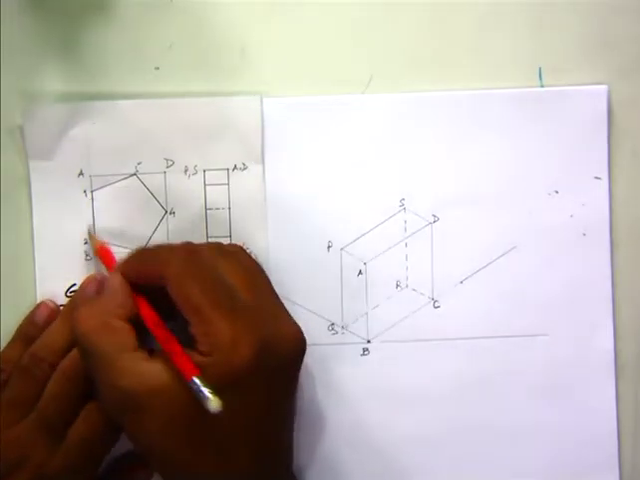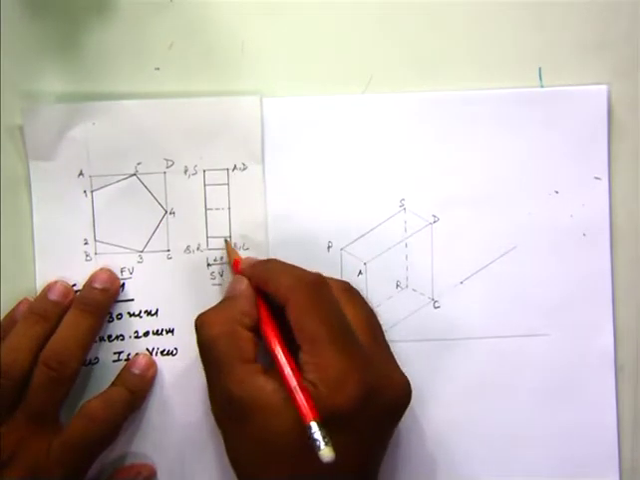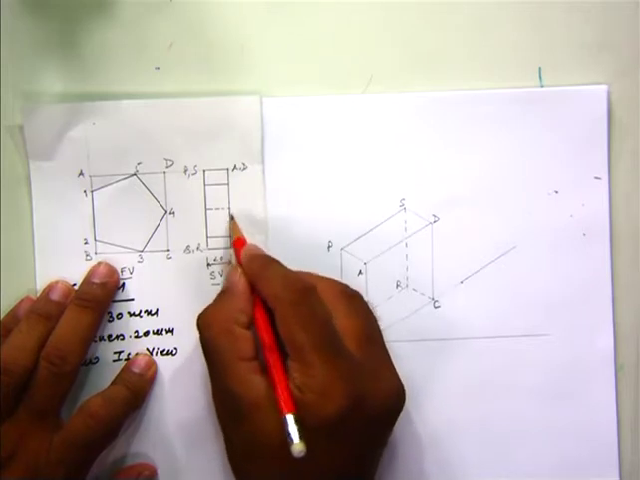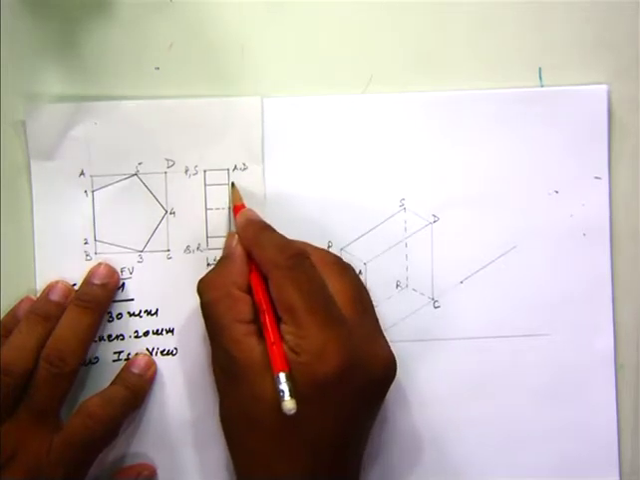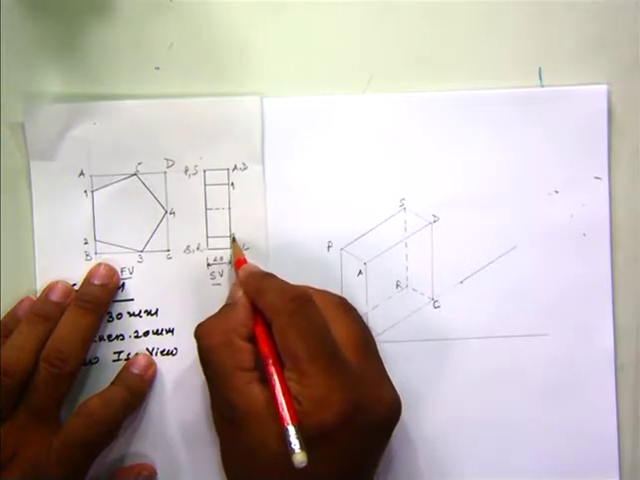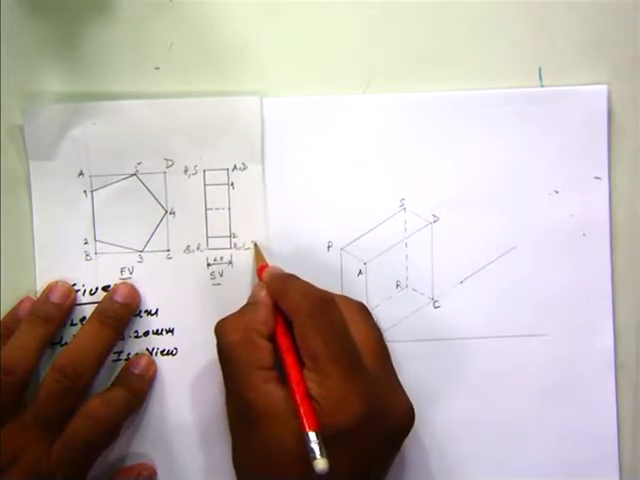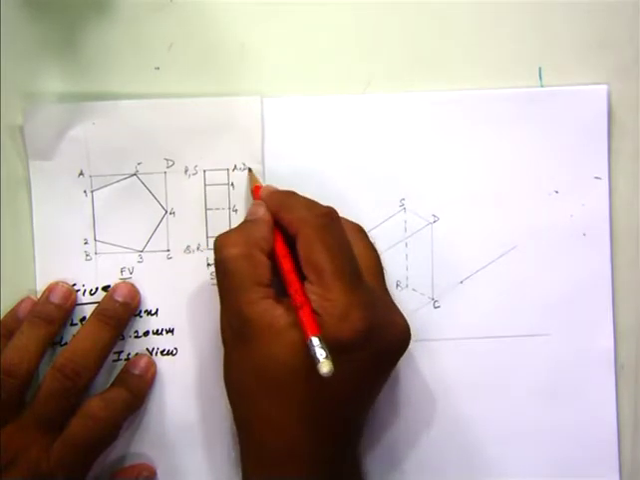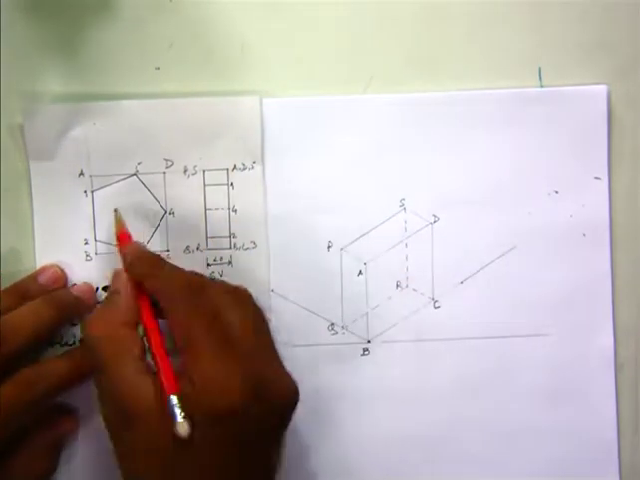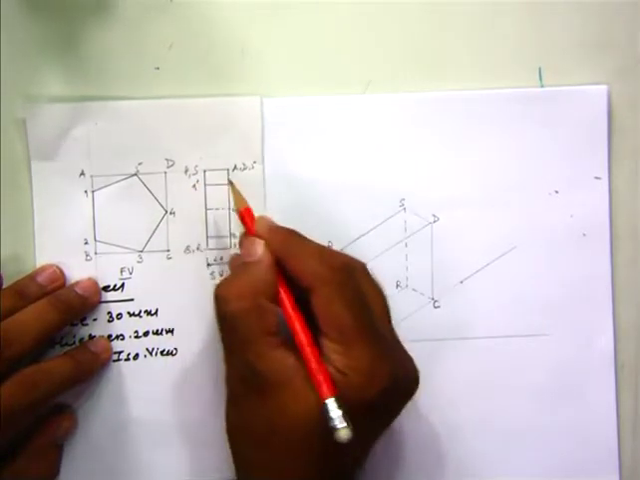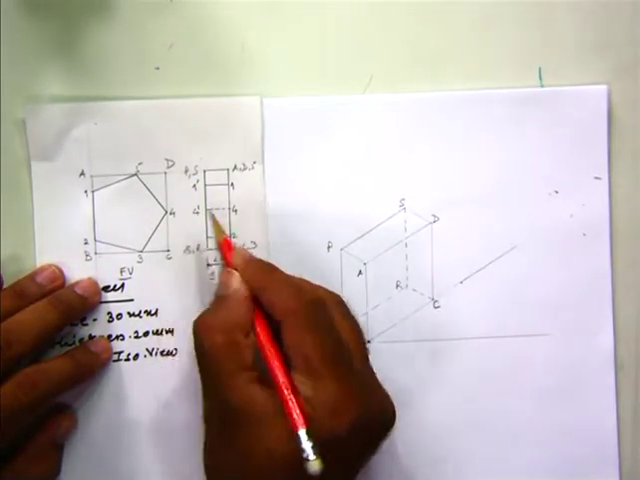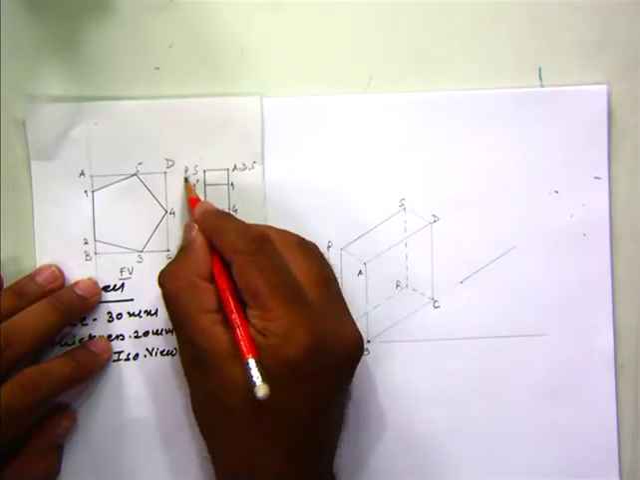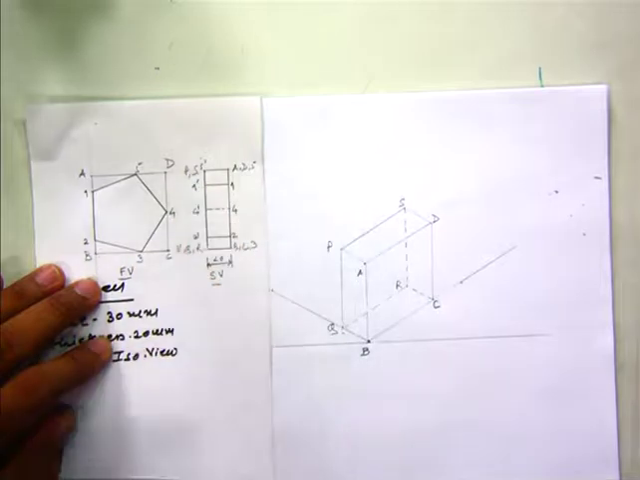So 1, 2, 3, 4 is here. This is 1, 2, 3 of course here. This is 4 and 5 of course here. Similarly, this is 1 dash. Here it is 4 dash, 2 dash, 3 dash here. And here it is also 5 dash.